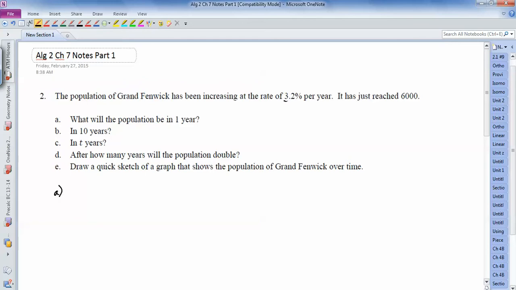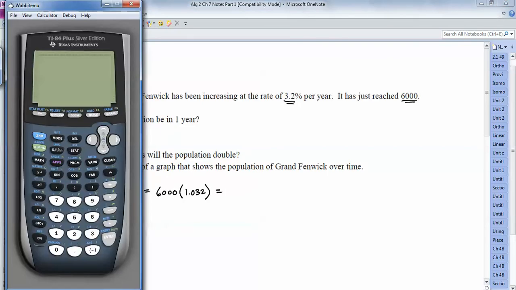Well, 3.2%, if I start at 6,000 and I want to add 3.2% of that to it, then I need 103.2% of 6,000. So really what I'm going to do is take 6,000 and multiply it by 103.2%, which, remember, you got to convert that to a decimal in order to do it. So we're going to do 6,000 times 1.032.